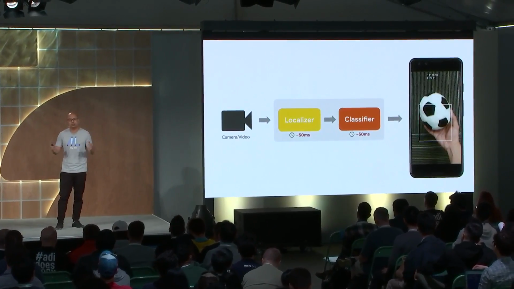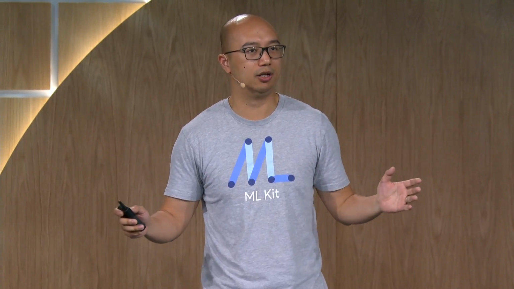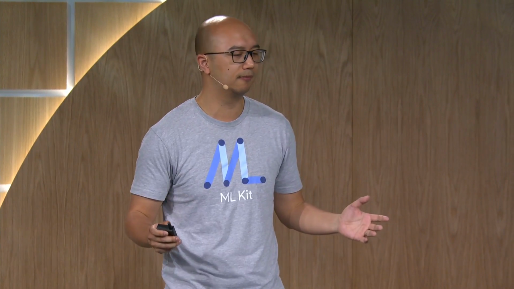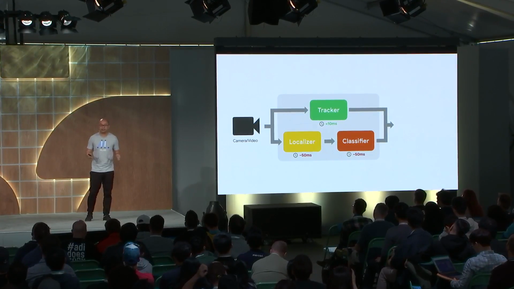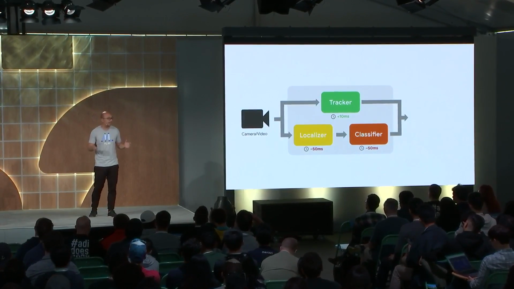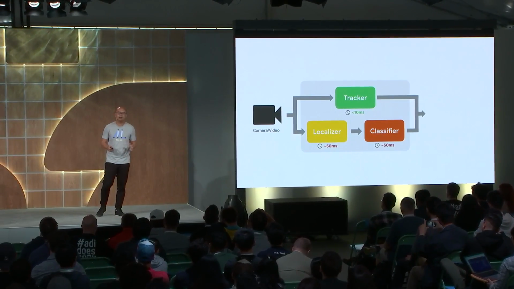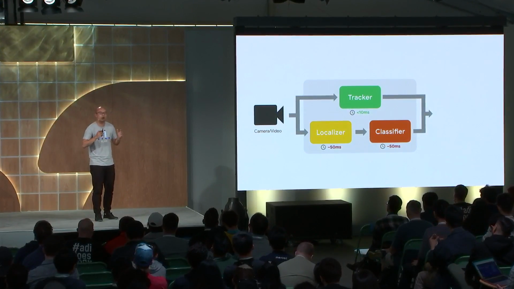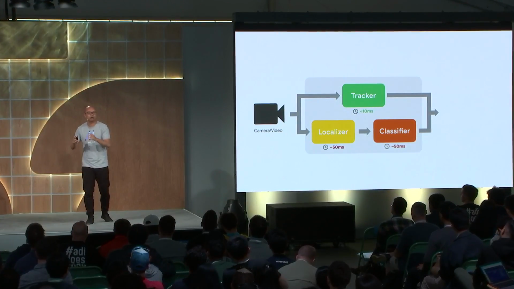The reason is it's too slow. It takes 100 milliseconds to process one image, so it can only process 10 images per second. That's not good. Then we thought, do we really need to process every image with these two models? So we introduced a new model called the tracker. The good thing about the tracker is that it runs pretty fast, in less than 10 milliseconds on a typical Android device. Once the localizer finds an object, it hands that object over to the tracker, so the tracker takes care of it. We only need to run the localizer and the classifier once for each new object.